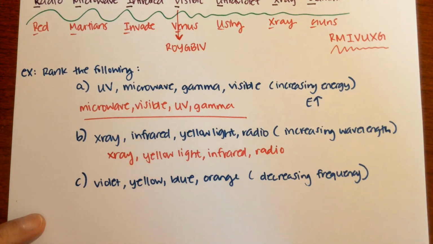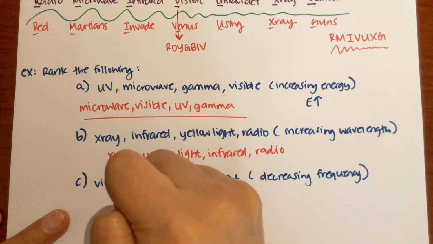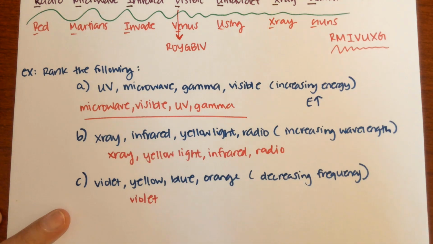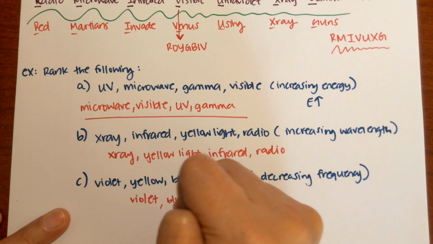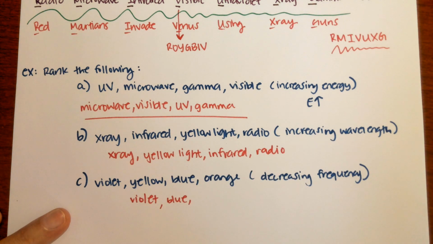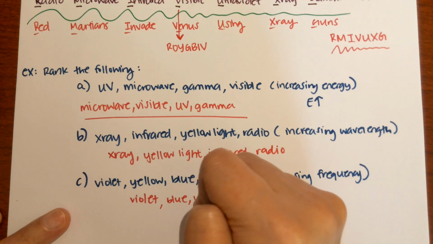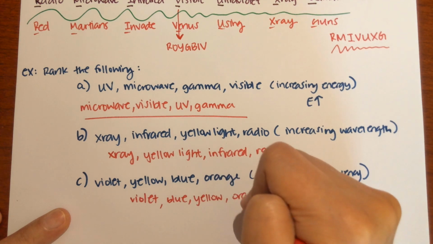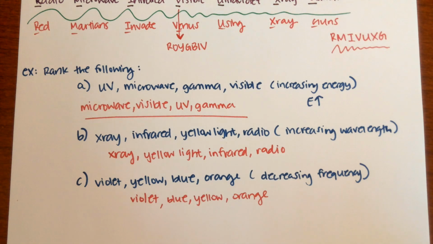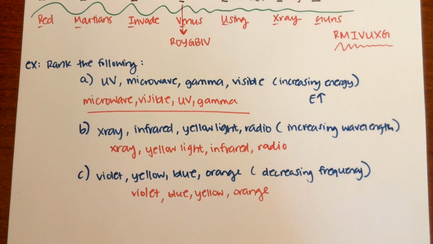So when I rank it from the right, violet goes first, and then blue, and then yellow, and then orange. So that's how you rank the ROY G. BIV.